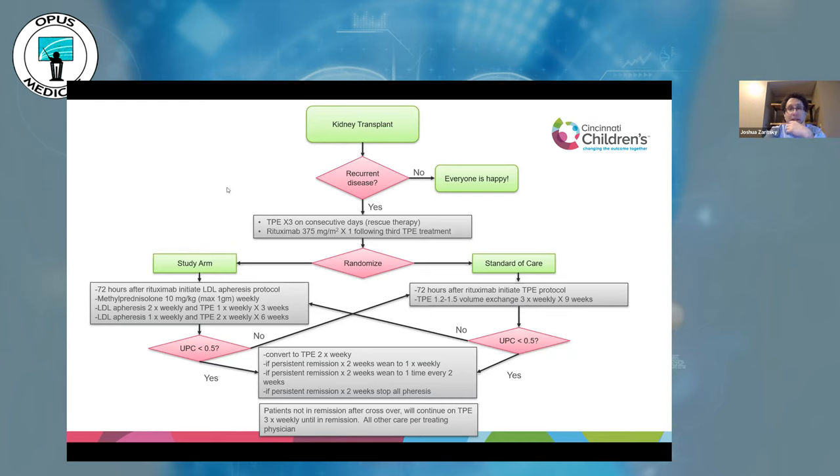It's hard to know. I'm hopeful that with this current design, we'll see a signal in the LDL apheresis arm versus the TPE. And I might be coming back to you in 6 months saying, hey, the group is willing to go, and the IRB will approve us randomizing patients into pure LDL apheresis.